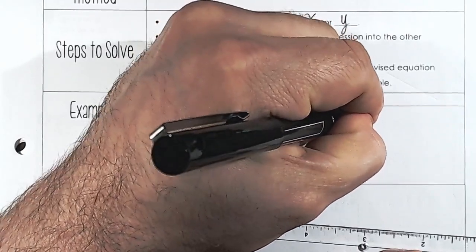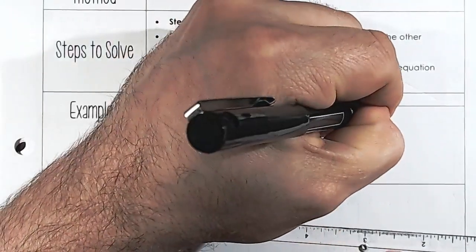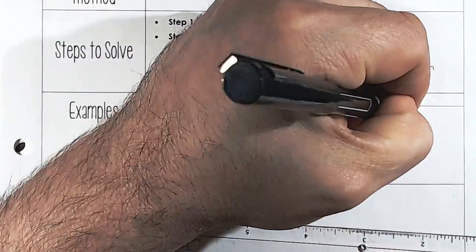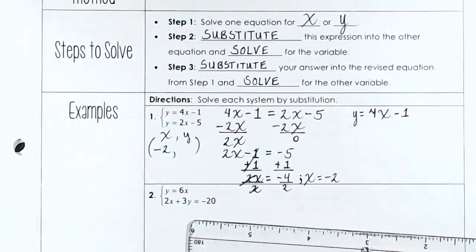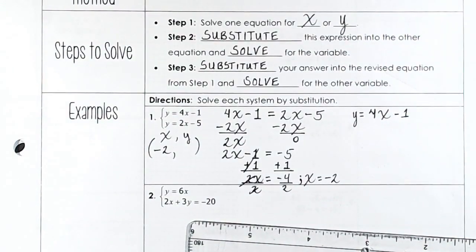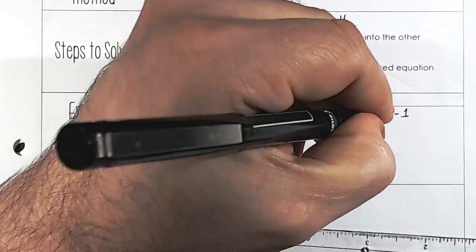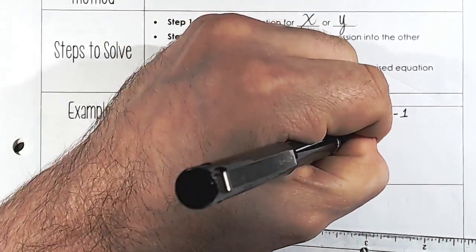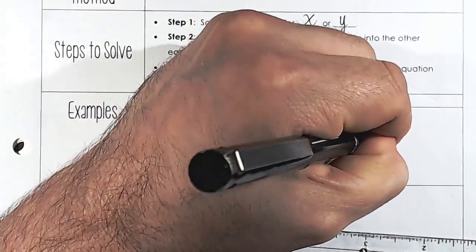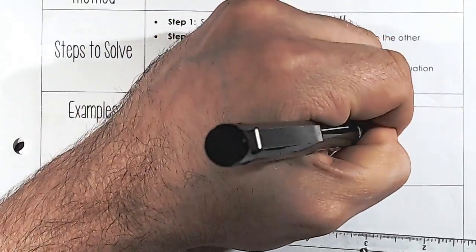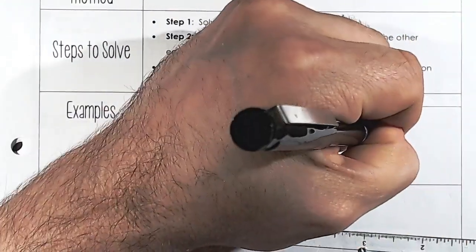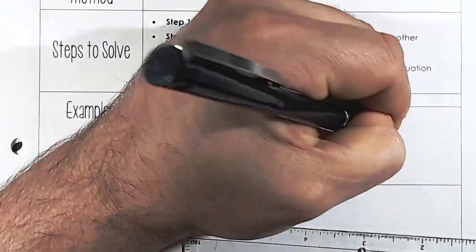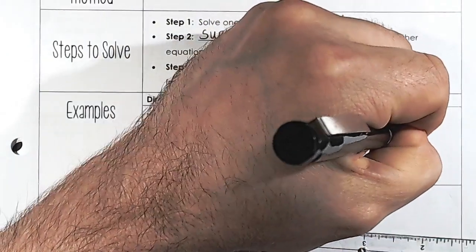Y equals 4x minus 1. Okay? Now everywhere I see an x, I'm going to put in a negative 2. So I'll write y equals 4, and here I have to multiply by negative 2. So I'll do open parentheses negative 2, minus 1.